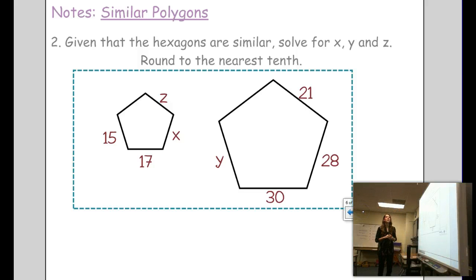Moving on. Given that the hexagons are similar, solve for x, y, and z. Round to the nearest tenth if you need to round. This can be overwhelming. You're trying to find 3 different things. Yes? That's right. Oh, yeah. It's totally a pentagon. Good catch. Eagle buck for you. Pentagon.